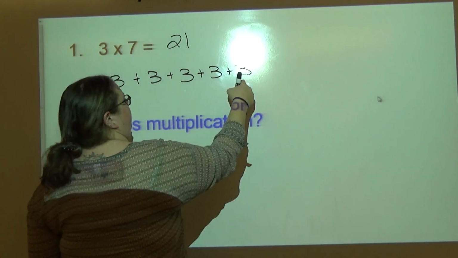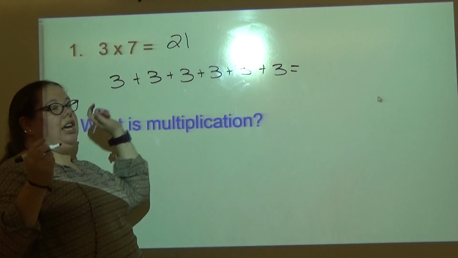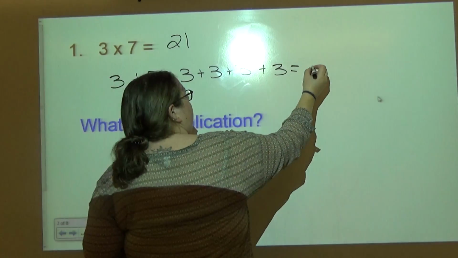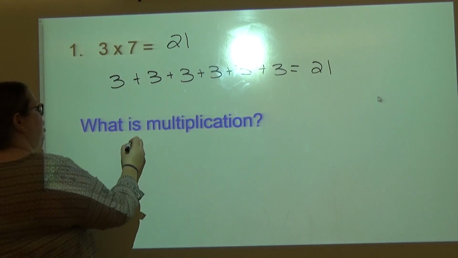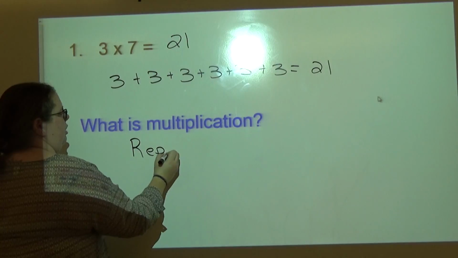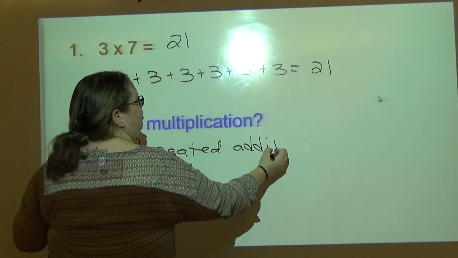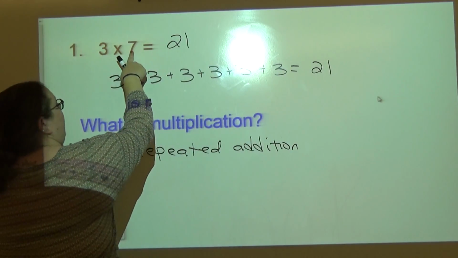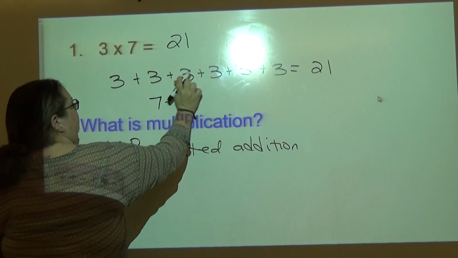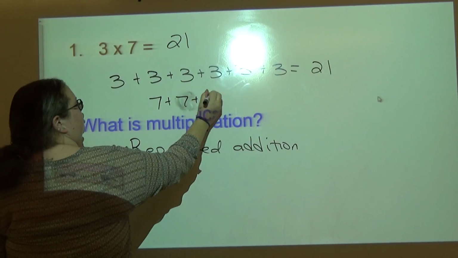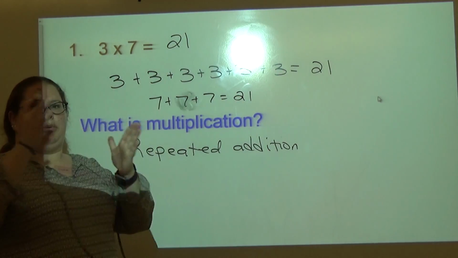1, 2, 3, 4, 5, and 6. And if you add 3 up 7 times, you get 21. So what did we do? We did repeated addition. So multiplication is just repeated addition. Another way of thinking about it is 7 added up 3 times, you get the same thing. So when we multiply, we're just adding up a bunch of times.